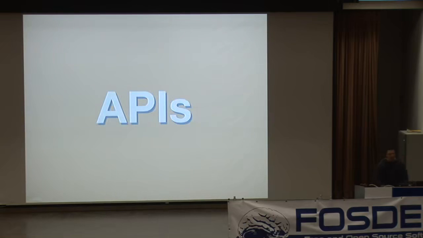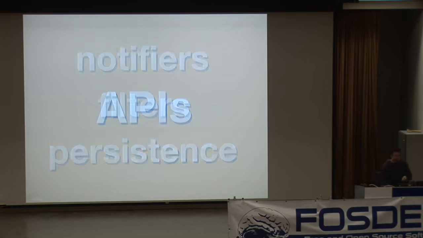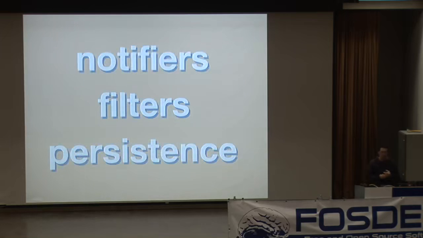So probably the coolest thing about Flapjack is the APIs. And I truly believe that all parts of the monitoring lifecycle should have as many hooks in it as possible, so that you can customize Flapjack to make it as easy as possible to fit your environment. There are 3 APIs that Flapjack exposes that make it really easy to customize: the notifiers API, the filters API, and the persistence API.